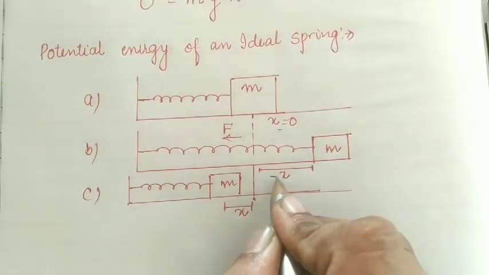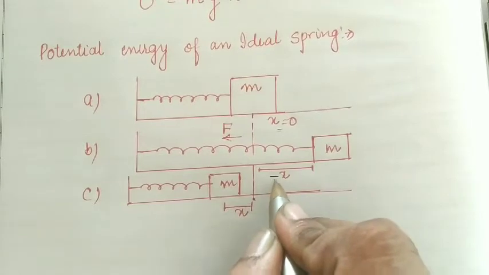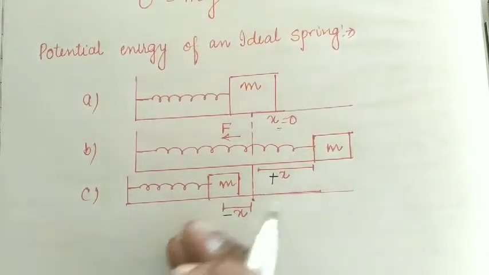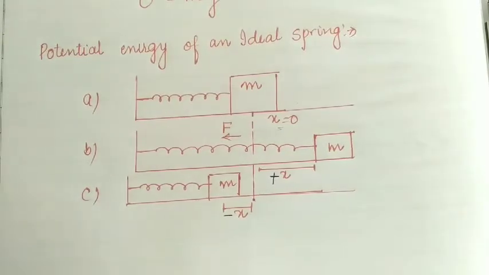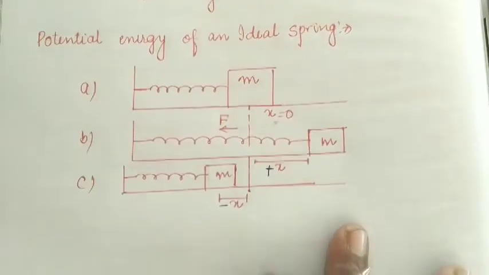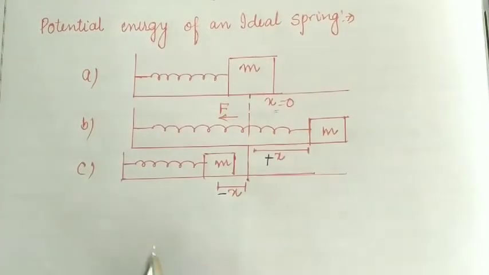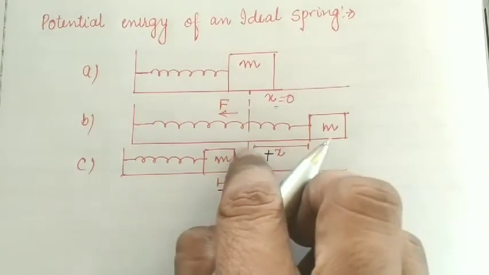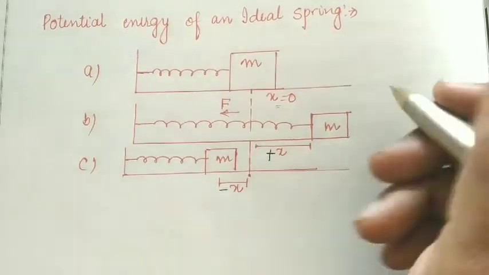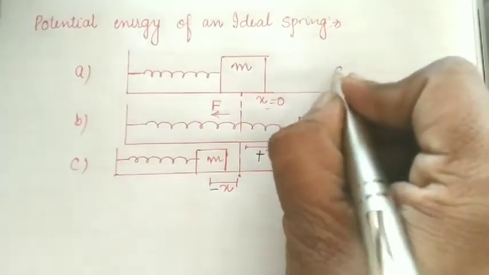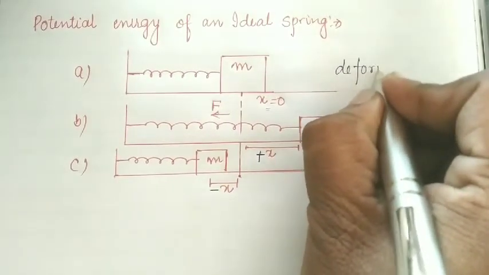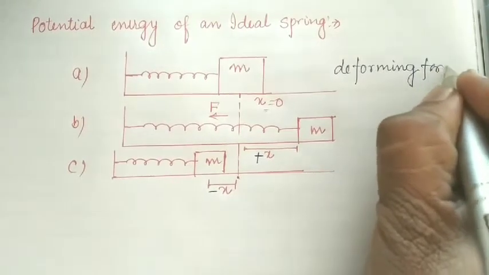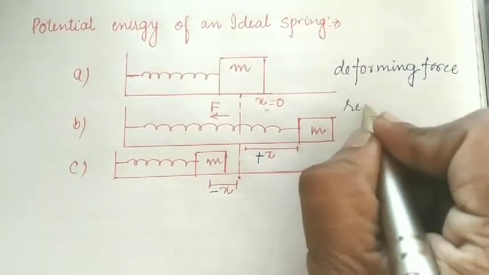Once the displacement occurs in the positive direction, it will be positive, and once the spring moves in the backward direction, the displacement will be negative. So with the help of these three diagrams, we can conclude that the force we have applied is a deforming force. What do you mean by the deforming force? Students, there are two factors, the deforming force and the restoring force.